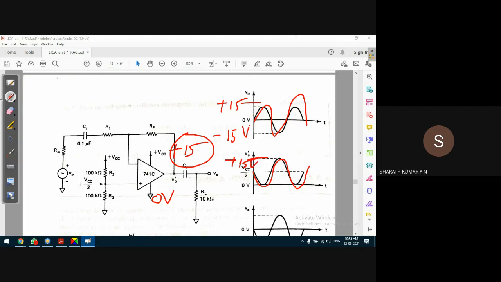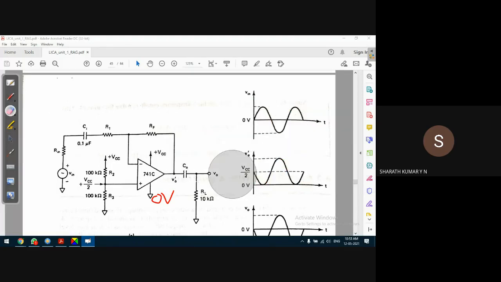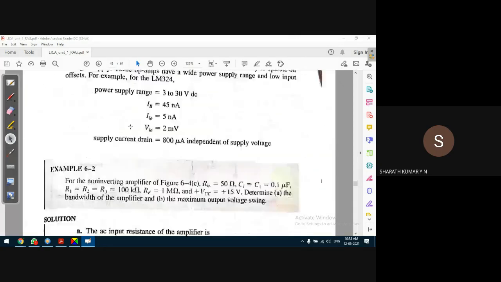Usually it is 1 volt less than this. Generally, practically, it is always about 1 volt less than the supply voltage. In practical circuits it will not reach plus 15 volts. Okay, that's about AC amplifiers.